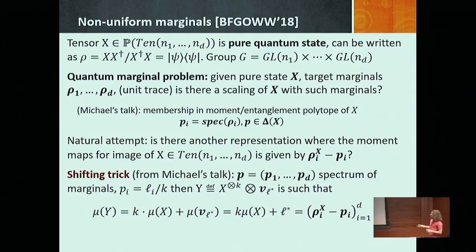And therefore, if we use the shifting trick, we can convert a problem with arbitrary marginals to a problem of mapping the moment polytope, now instead of to the target marginals, to 0, which again means uniform scaling. So non-uniform in this small space means uniform in this larger space. That's the whole punchline.